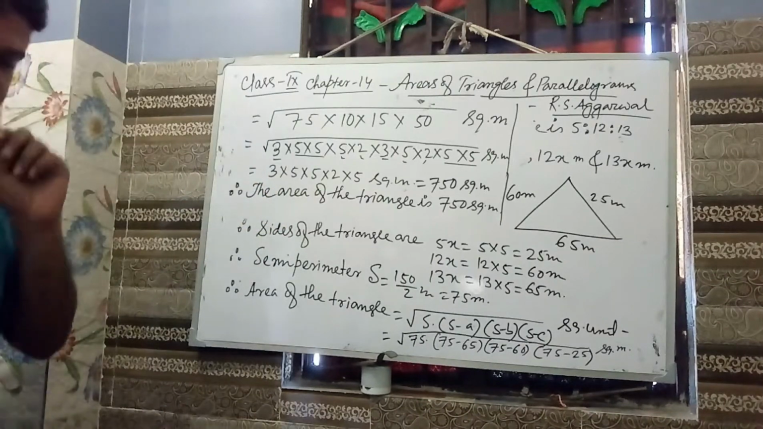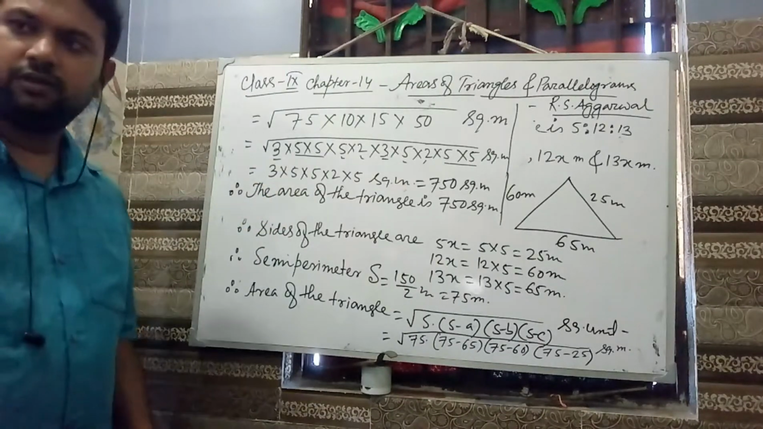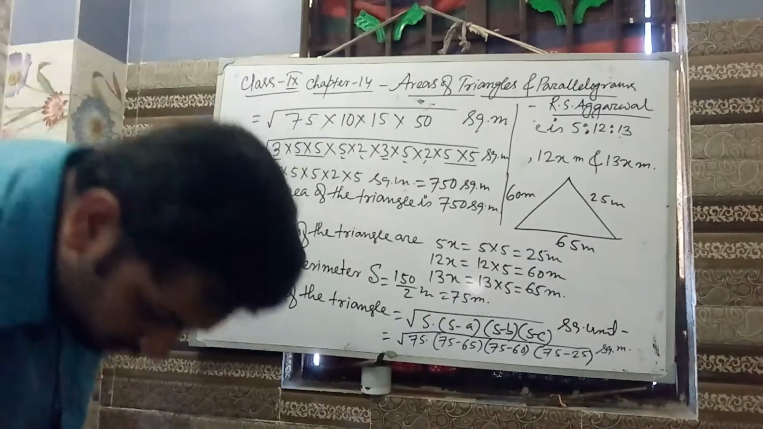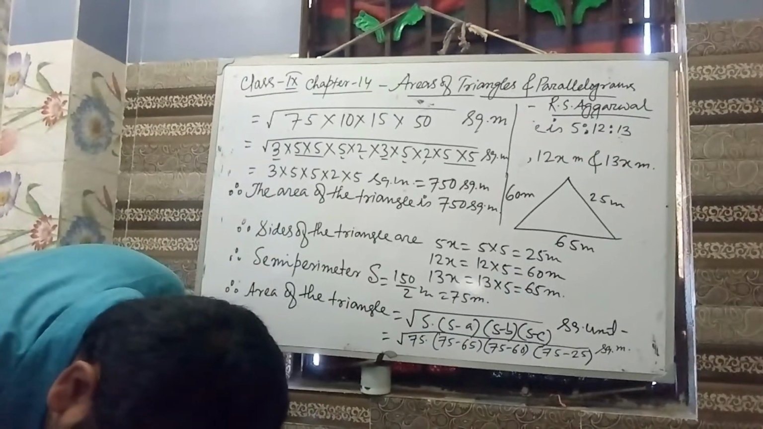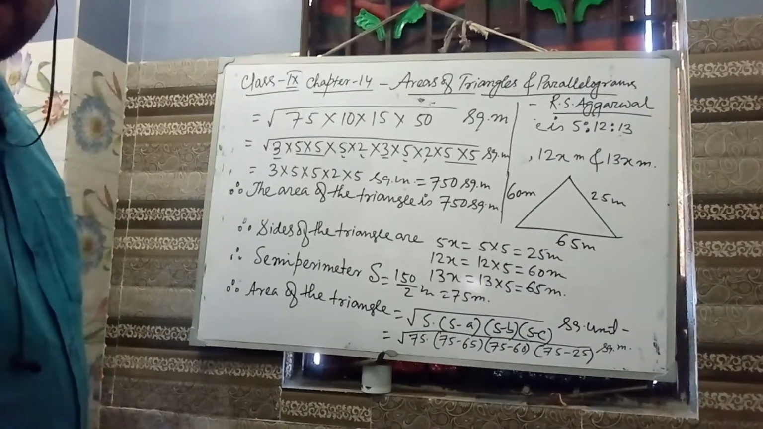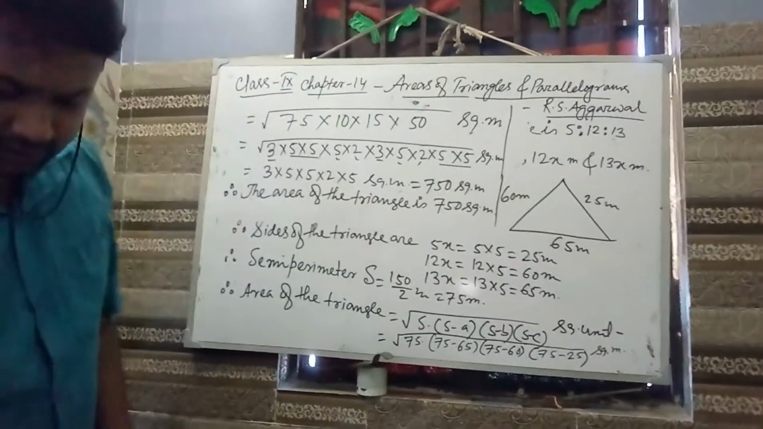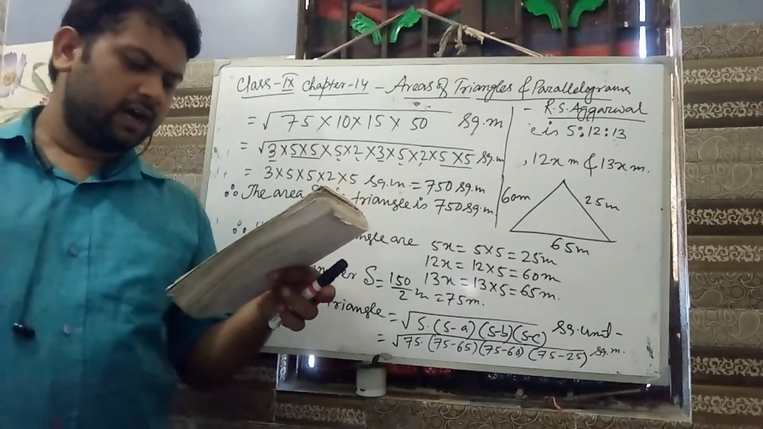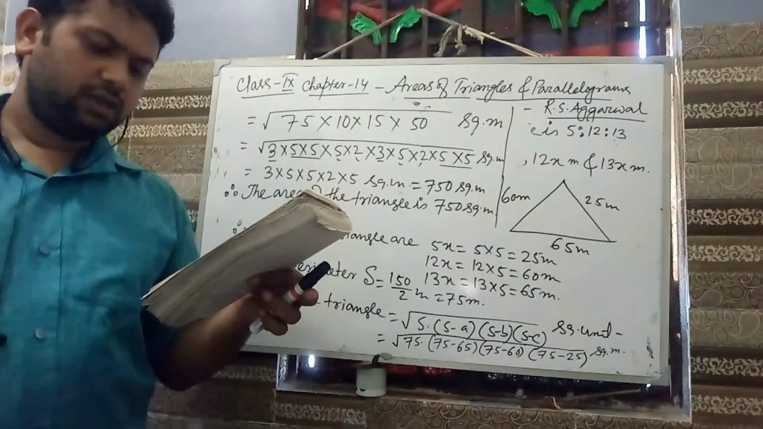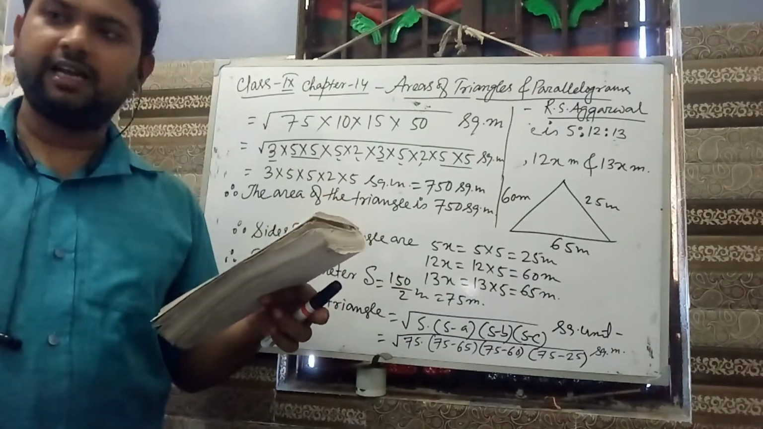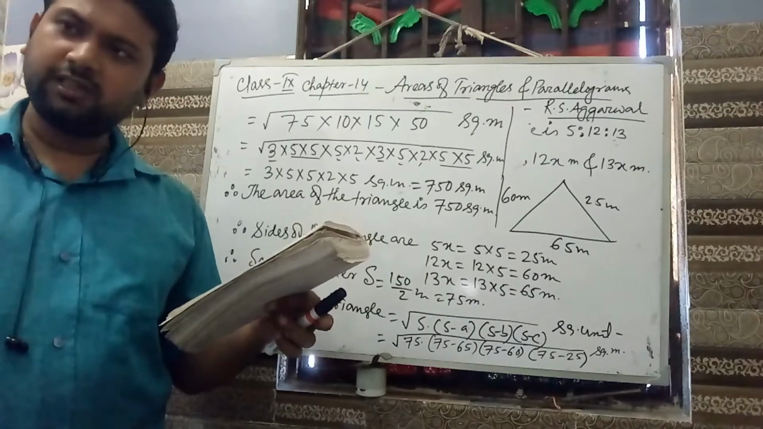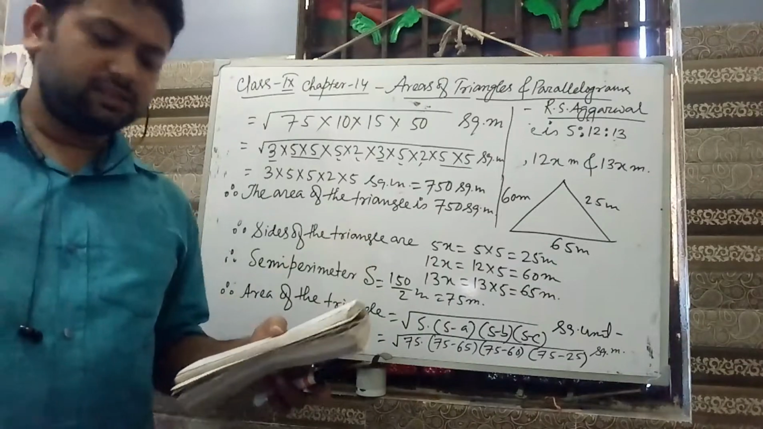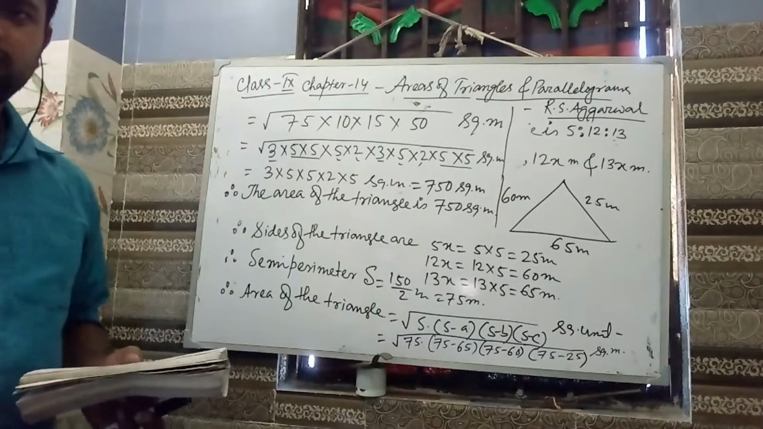Okay. So anybody still writing? Anybody still writing? Okay. Then we will be doing question number 9. I am reading it, check it with your book. Find the area of an isosceles triangle, each of whose equal sides measure 13 centimeter, and whose base measures 20 centimeter.